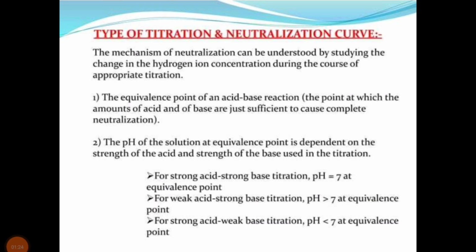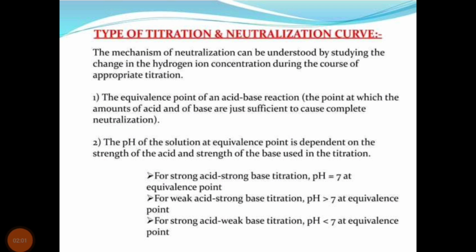Next is the types of titration and neutralization curve. The mechanism of neutralization can be understood by studying the change in hydrogen ion concentration during the course of an appropriate titration. The equivalence point of an acid-base reaction is the point at which the amounts of acid and base are just sufficient to cause complete neutralization. The pH of the solution at the equivalence point depends on the strength of the acid and the strength of the base used in the titration.